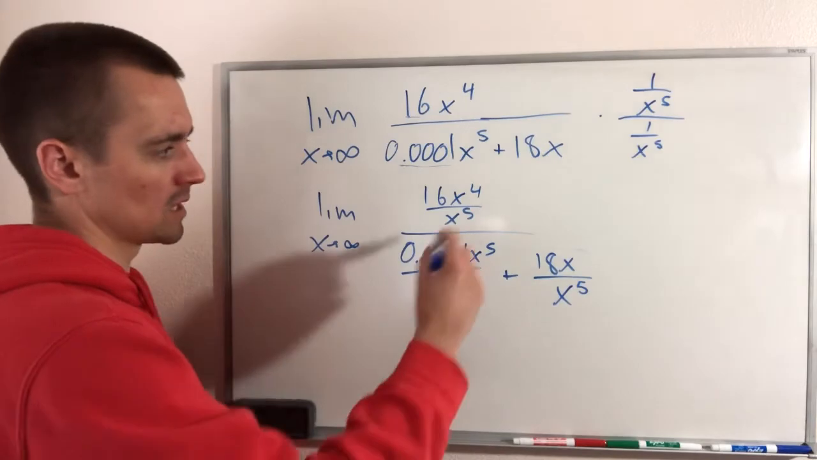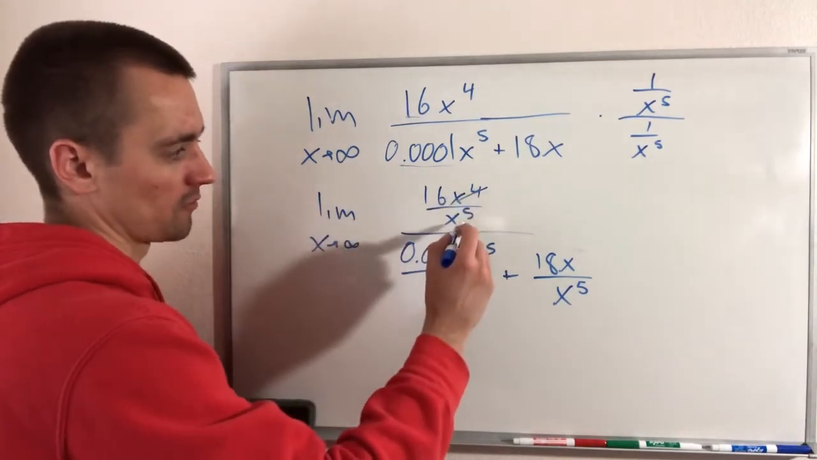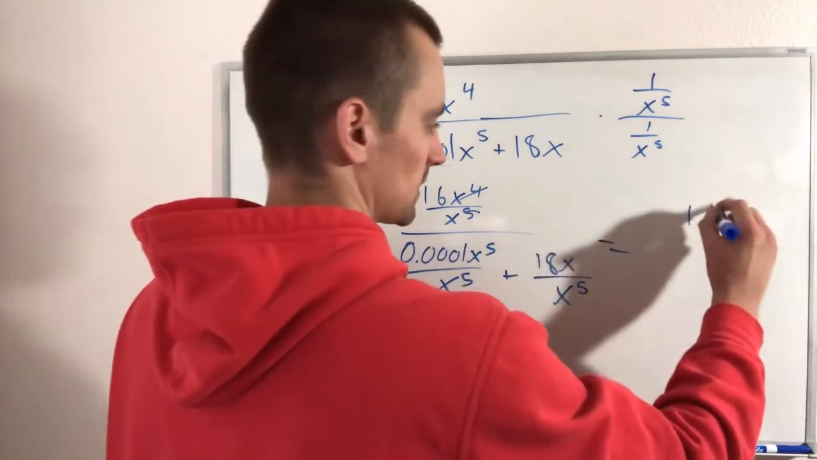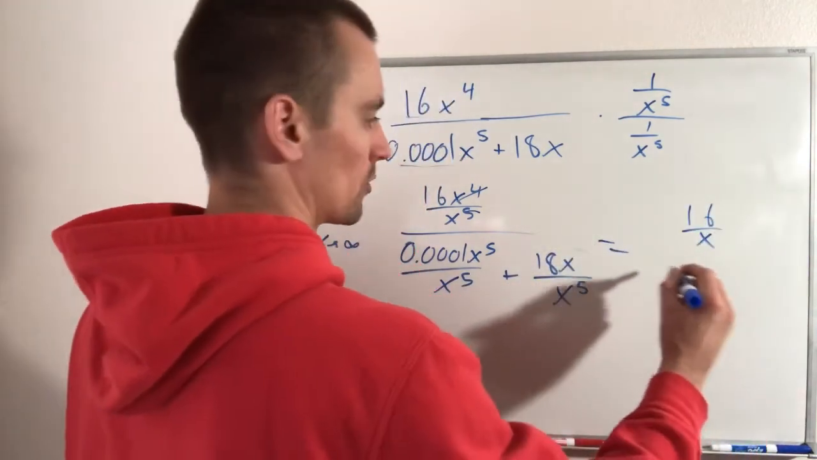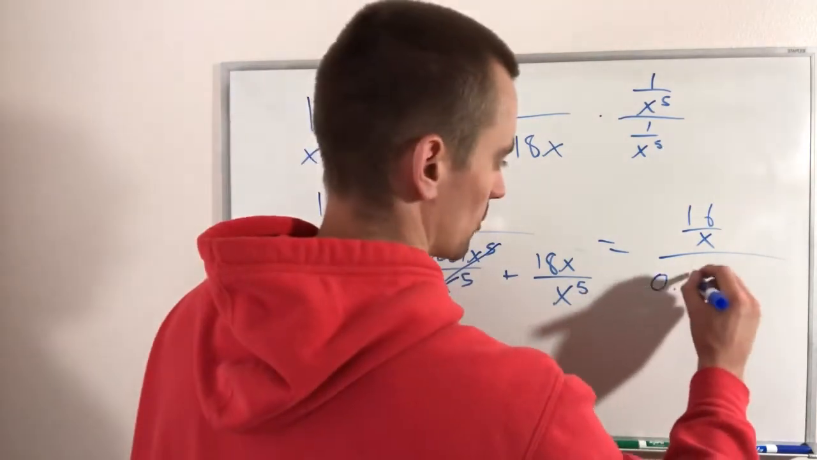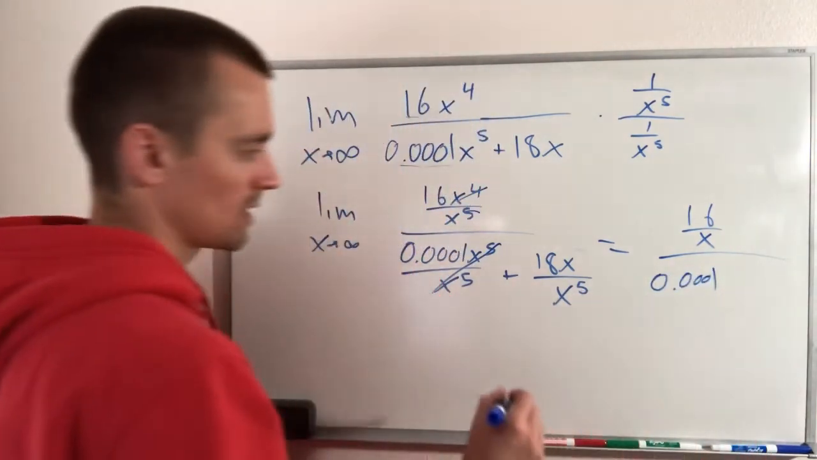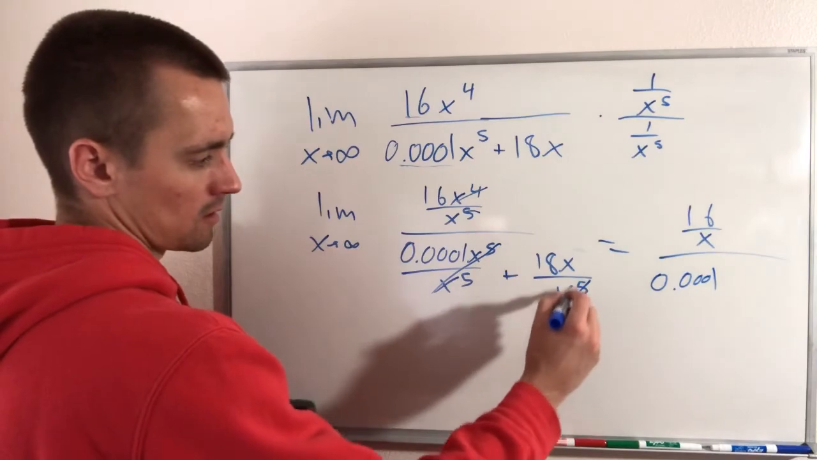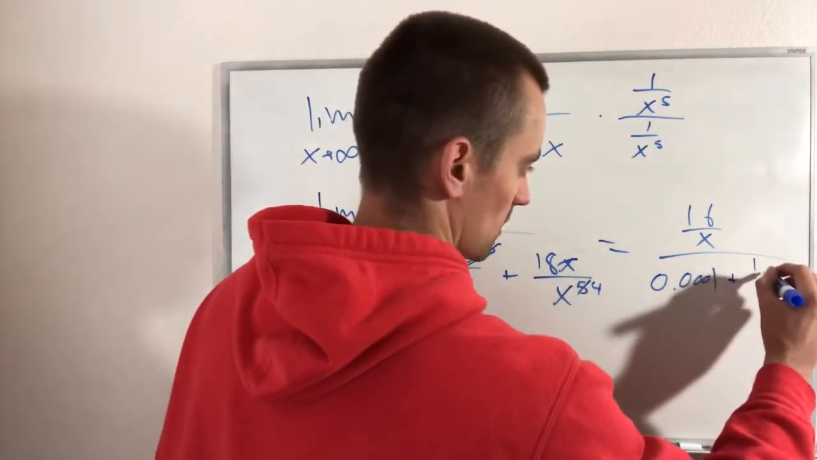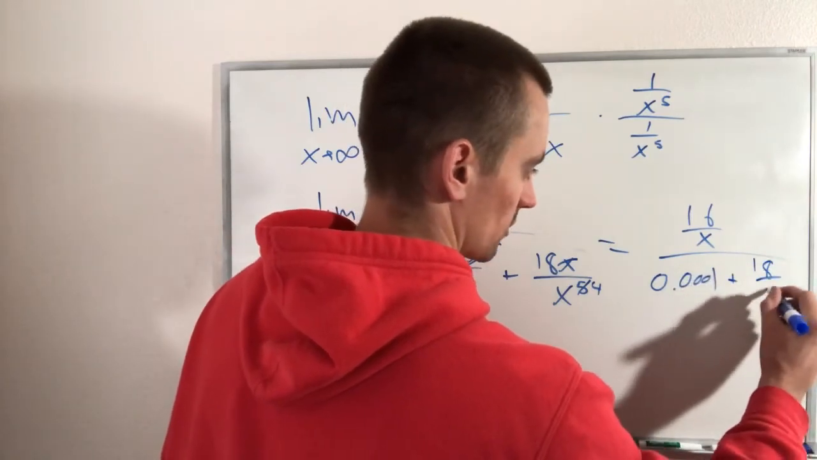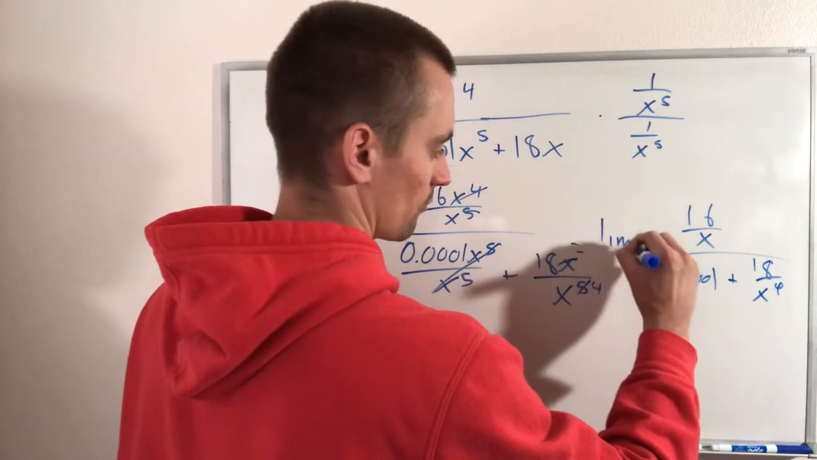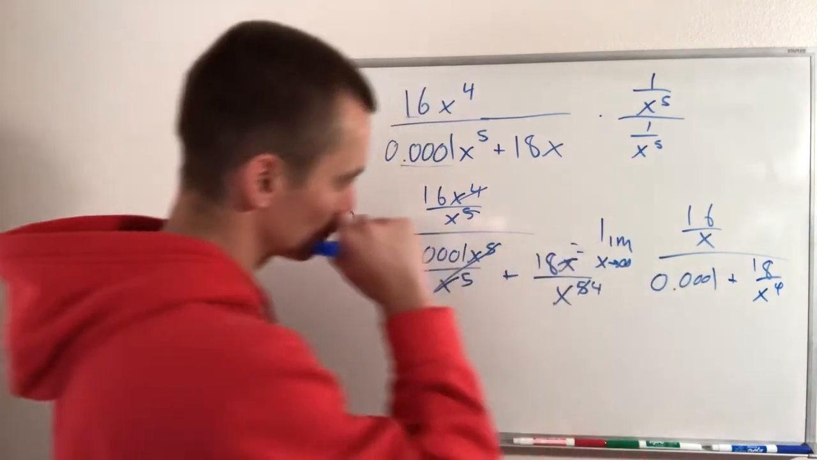So again, x to the 4th is going to cancel with 4 of those x's, and we'll just be left with 16 over x on our numerator. Our denominator, the x to the 5ths cancel. We just have 0.0001. This x will cancel with 1 of our x's on the bottom, and that term will just become 18 over x to the 4th. I'm sorry, we should have our limit out front here.